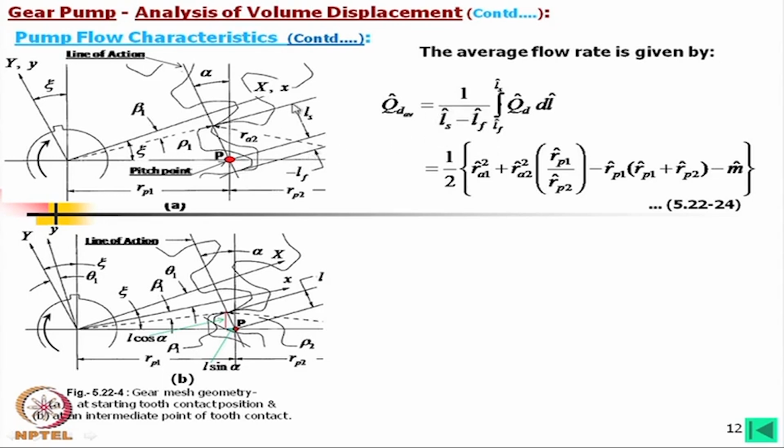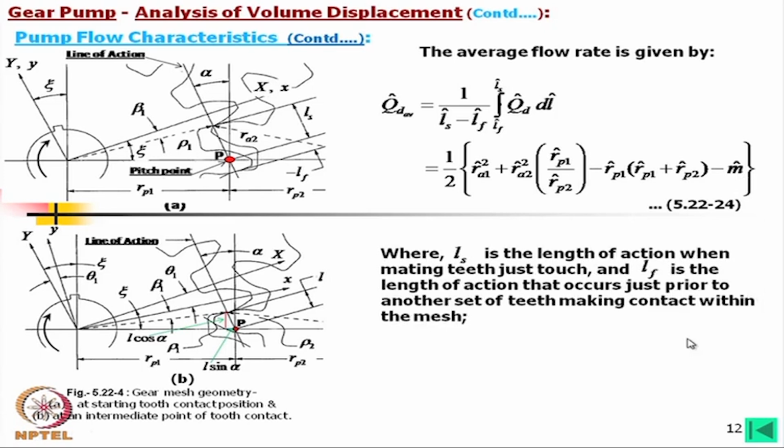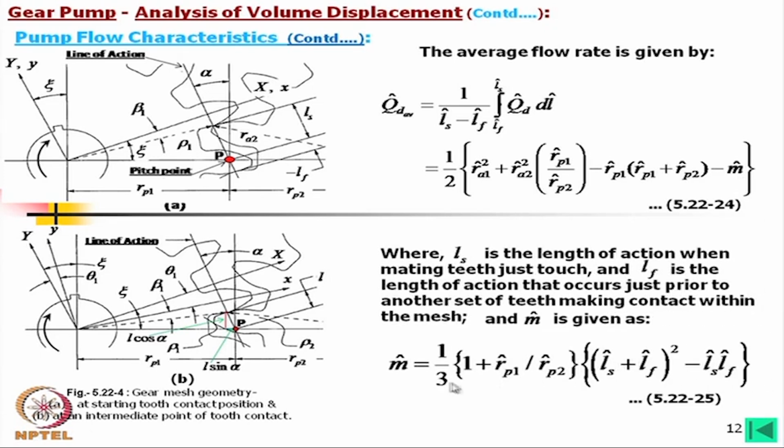That means we have to consider from the starting to the end point, and which must be equal to what? This is equal to the base pitch. Simply we can write here, this is the base pitch length. Okay. Now this integration becomes like this, where we have introduced a new term m, which is expressed in this form. In that case, again we have to calculate Ls and Lf.